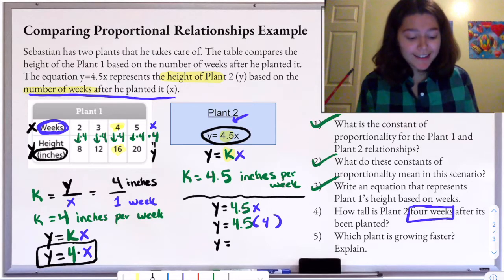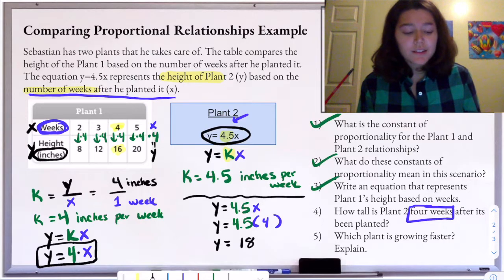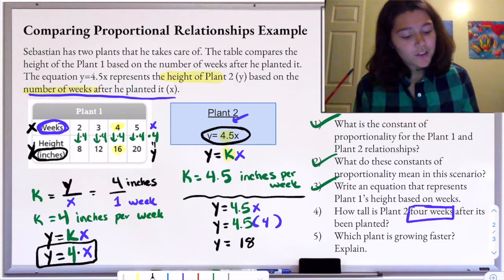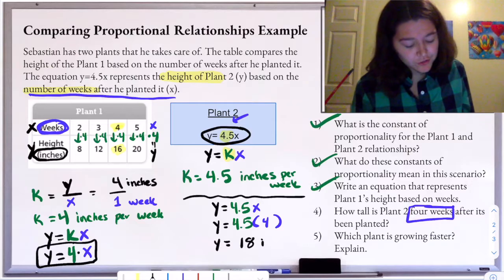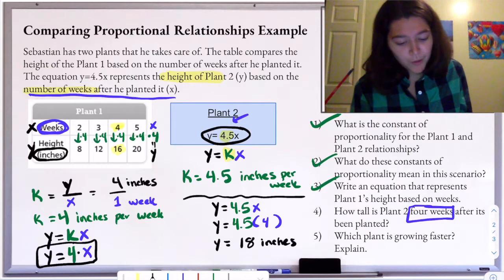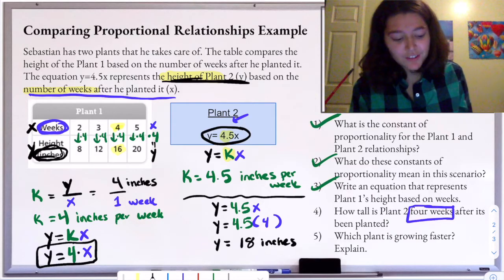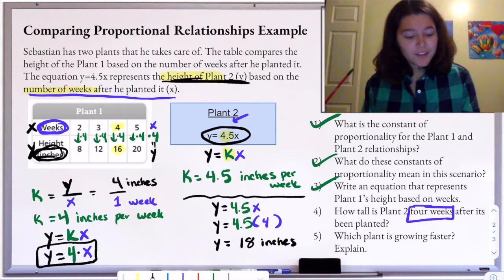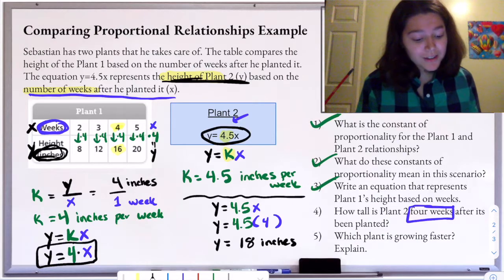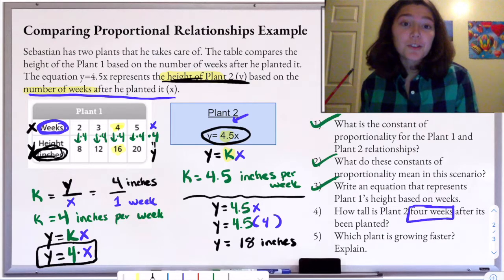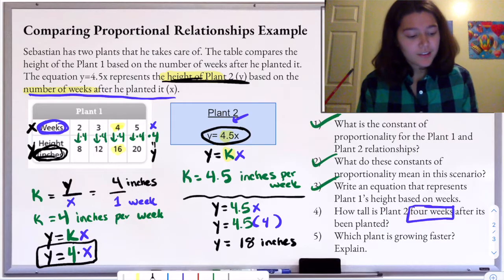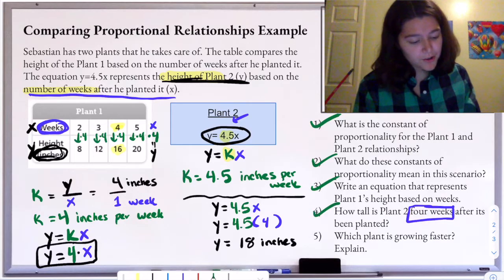4.5 times 4 is 18. I know that because 4 times 4 is 16, and then 4 times a half, or 0.5, is 2. And I can add them together. So I get 18. All right, and 18 what? 18 inches, because now I'm talking about y. And when I talk about y, I'm talking about the height of the plant in inches. Okay, so in this case, then, for plant 2, it is 18 inches tall after it's been growing for 4 weeks. All right. Great, we are almost there.